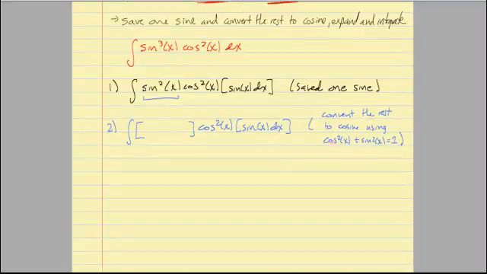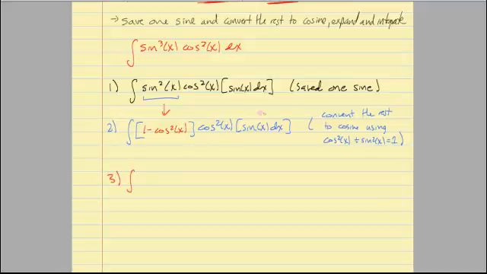Now, if I use my Pythagorean identity, cosine squared plus sine squared equals 1, sine squared is equal to 1 minus cosine squared of x. So there's my conversion. And again, this is a direct substitution. So that was step 2. So step 1, save one sine. Step 2, convert the rest to cosine. The third step is to expand, and then of course then we'll integrate. So let's go ahead and look at that third step.